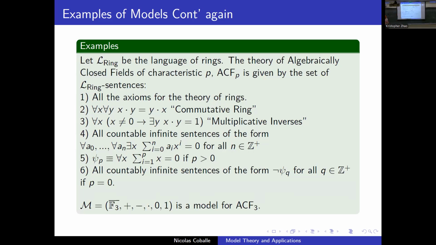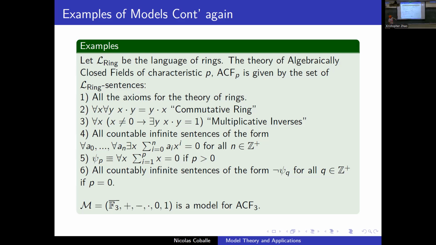Okay, this is something more interesting. Let our language be the language of rings, and we want the theory of algebraically closed fields of characteristic p. ACFp is given by the set of ring sentences: all the axioms for the theory of rings, plus commutativity, plus multiplicative inverses, and then all the countably infinite sentences of the form for all a0 through an, there exists x such that this sum equals 0. That is saying that every polynomial has a solution, which is what we want for an algebraically closed field. If p is greater than 0, we have psi p, defined as for all x, the sum of x, p times, equals 0. If p is equal to 0, we have the negation of all these sentences.